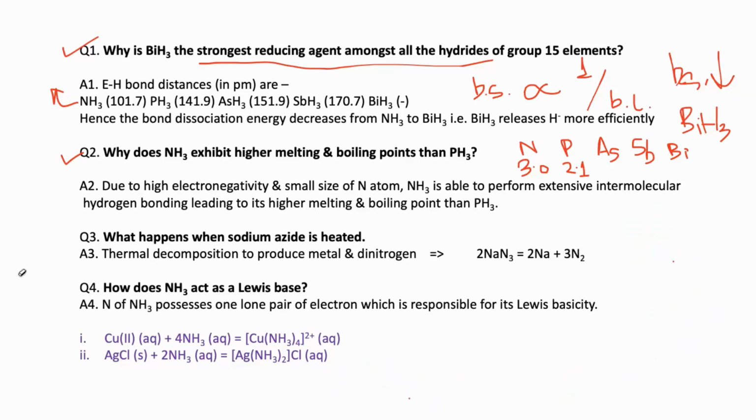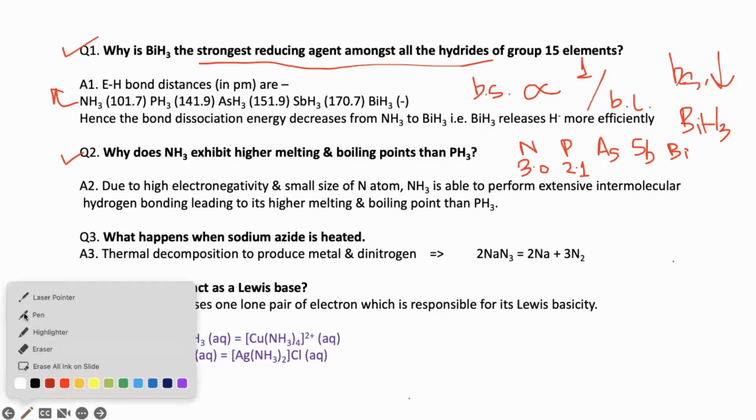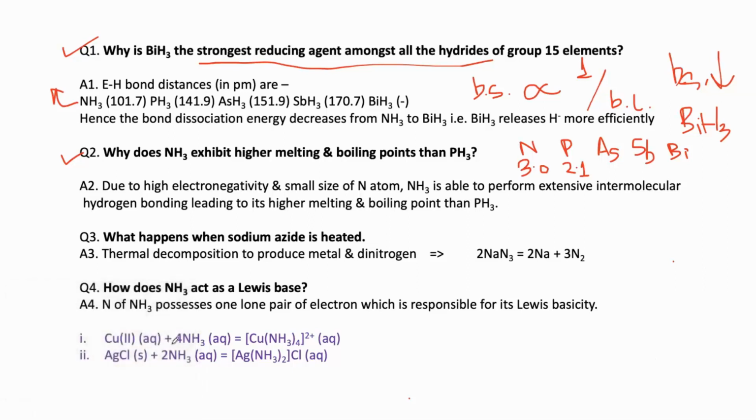So now we shall come to the next question. It is an informative question. Here, what happens when sodium azide is heated? Sodium azide is nothing but NaN3, and N3 minus is the azide anion.